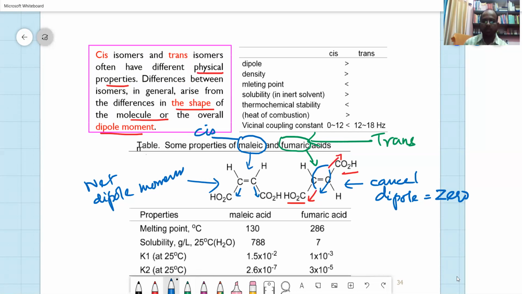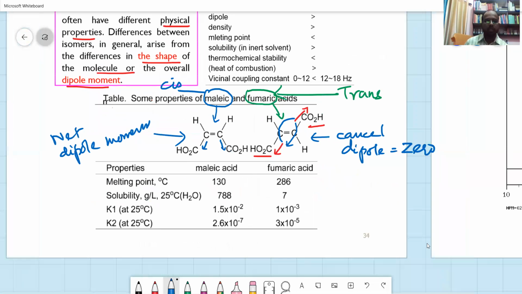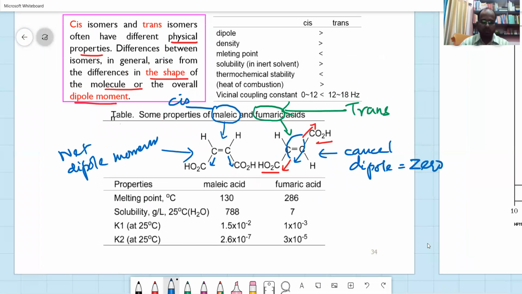And you see what is happening to the properties there. Melting point is about 130 degrees C and this is 286 degrees C. It's very high because it is very stable and dipole is very close to zero. Solubility is, this one is very much soluble, 788, and this is very highly soluble. The reason is you have two COOH on the same side.